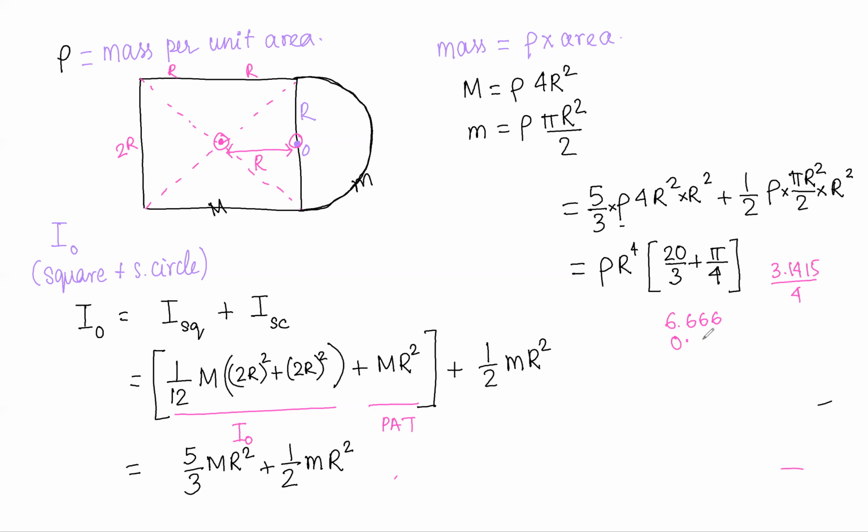4 sevens are 28, 3 carry, 4 eights are 32, 2 carry, 4 fives are 20. This is more than sufficient for us. So 6 plus 5 is 11, 1 plus 6, 7 plus 8 is 15, 1 plus 6, 7 plus 7 is 14, 7.451 rho r to the power 4. So if they ask you the moment of inertia of this thing is equal to n rho r to the power 4, what is the value of n?